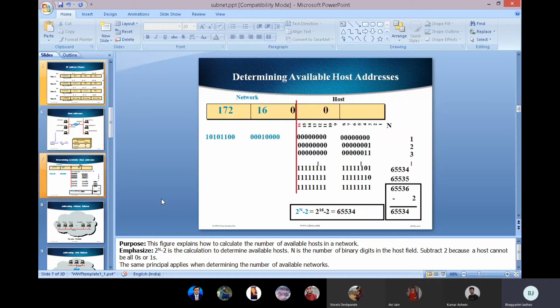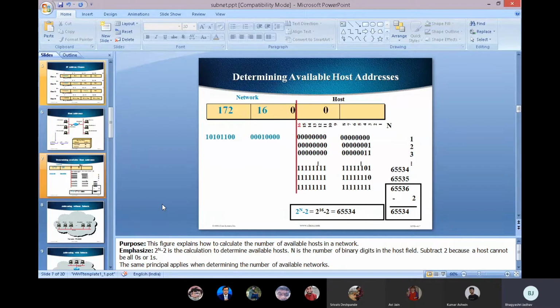See this part, determining available host addresses. If these ones are mentioned here, 1 2 3 4 5 6 7 8, it means an 8-bit ID. This one is an 8-bit ID, then 9 to 16. This 8-bit ID shows the 172 number in binary format, and the 16 number in binary format. Now here the number is 65,534. They used these bits. Okay, now 65,536 minus 2.